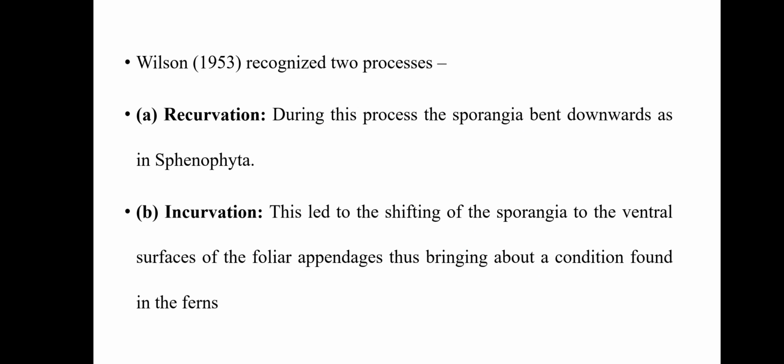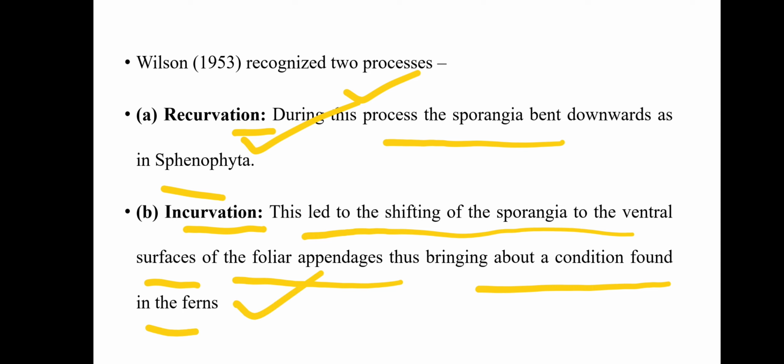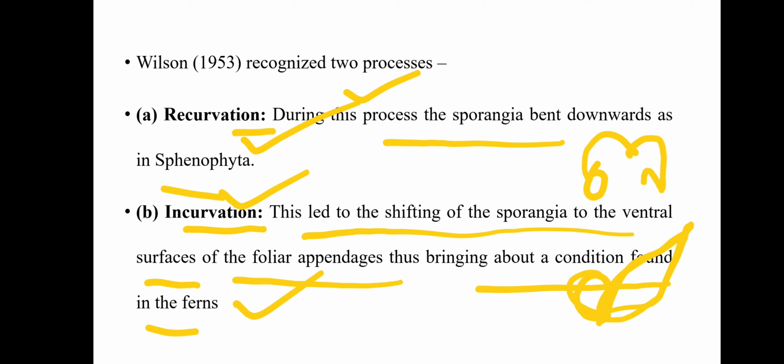Wilson recognized two processes. One is recurvation. During this process, sporangia bent downward as in Sphenophyta. And incurvation led to shifting of sporangia to the ventral surface of the foliar appendages, thus bringing about the condition found in ferns. In recurvation, they bent downward like this. So these are the steps of the Telome theory, and that is all about the Telome theory.